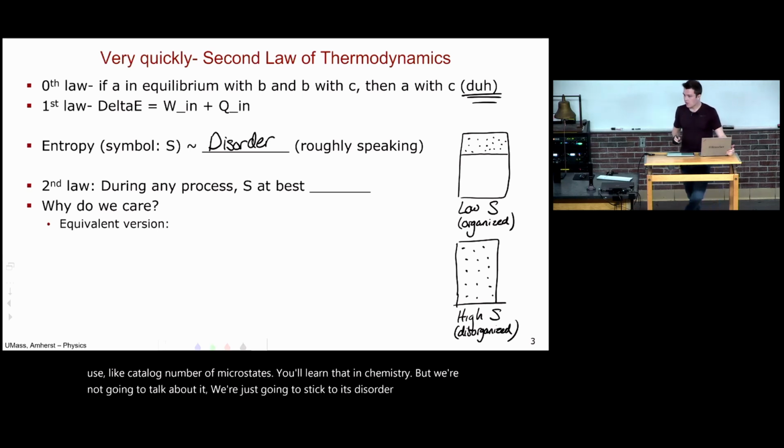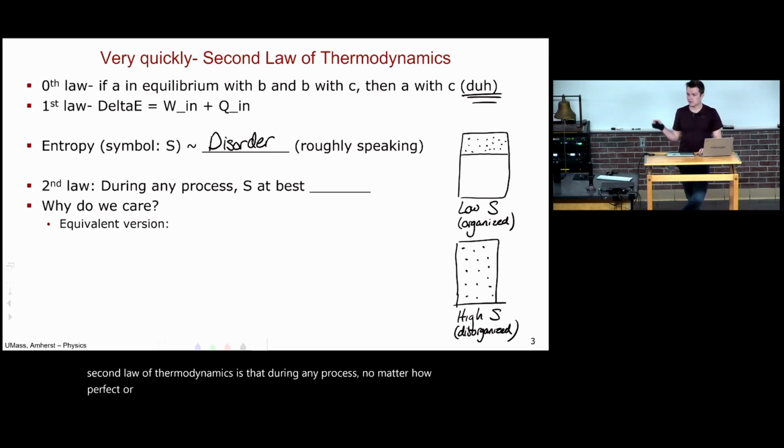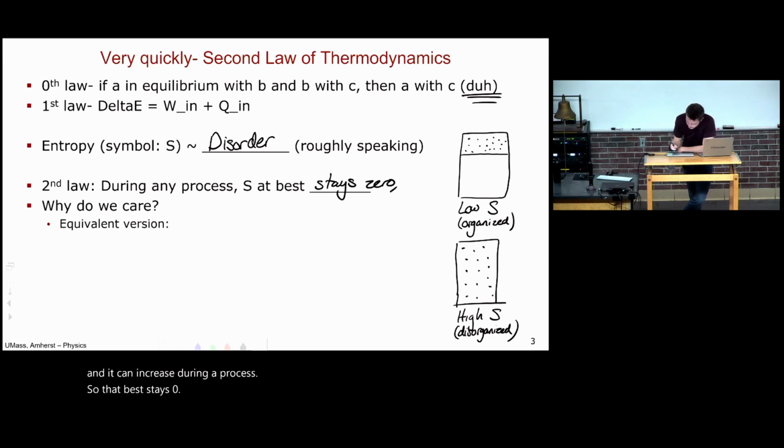Okay, the second law of thermodynamics is that during any process, no matter how perfect or imperfect it is, if there's friction or not, at best, S stays the same. So S will never go down. At best, it stays the same, and it can increase during a process. So at best the change stays 0. Otherwise, it increases. It can never go down during a process.